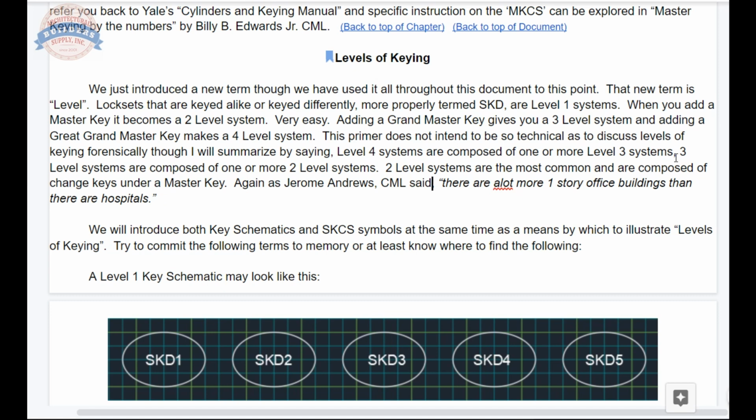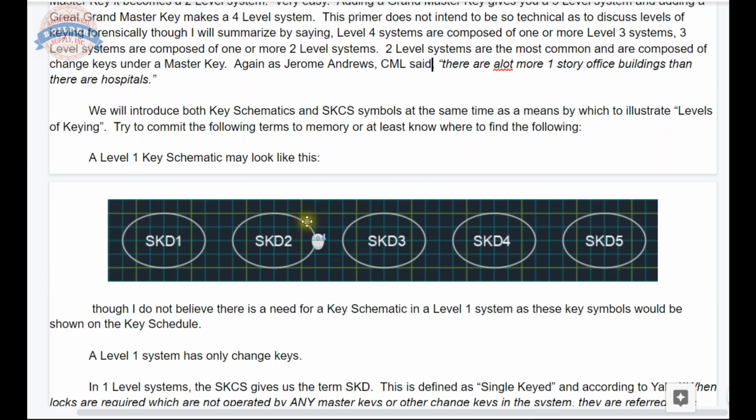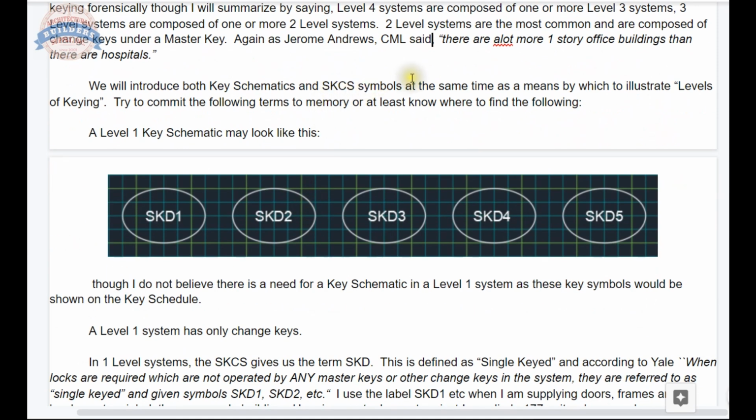So we will introduce both key schematics and the SKCS symbols at the same time as a means by which to illustrate levels of keying. Try to commit the following terms to memory, or at least know where to find them. I can tell you that if you are going to progress with credentialization, if that's a term in the industry, you're going to want to demonstrate proficiency on levels of keying.